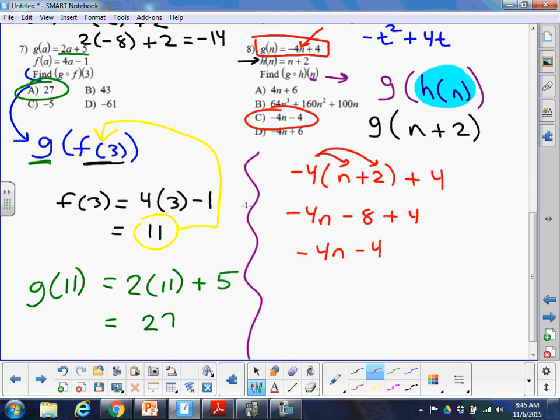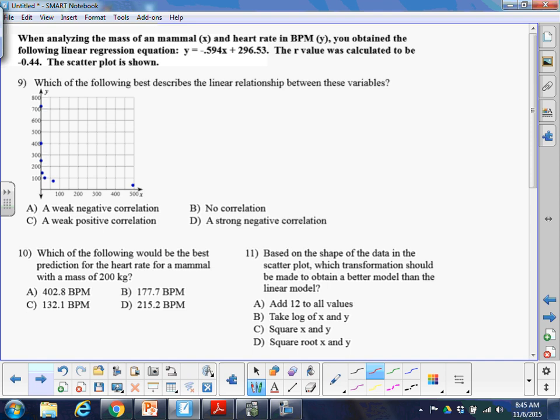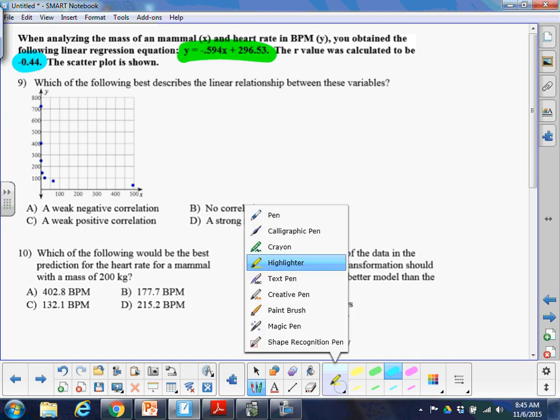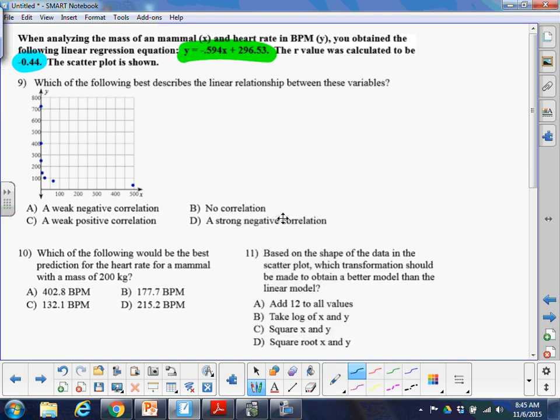Okay, then moving to the back with our data and linear regression and transforming the data. So this one, they gave you a scatter plot, and they actually gave you the equation from the original data, and they gave us the R value. So which of the following best describes the linear relationship? You can either tell by looking at the actual scatter plot, very curved, right? Doesn't look very linear, but it's better to use that R value.